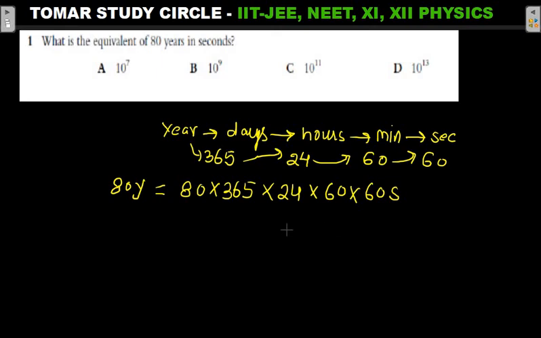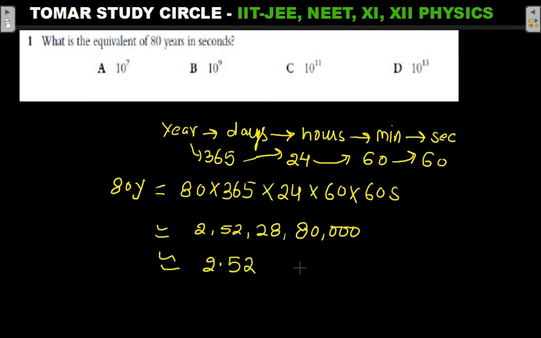If we multiply these numbers, the required value will be calculated as equal to 567,648,000. That can be approximately written as 5.68 multiplied by 10 to the power 8 seconds.